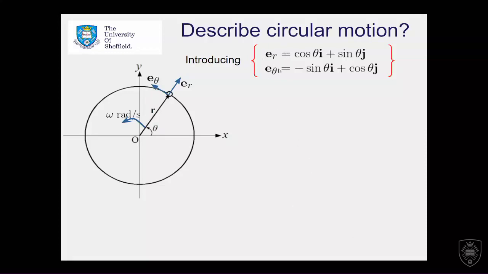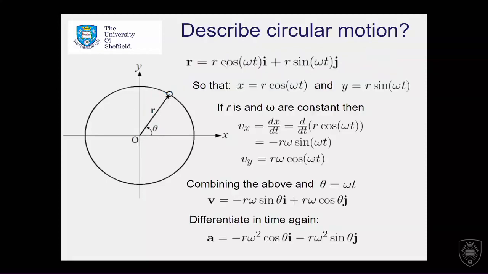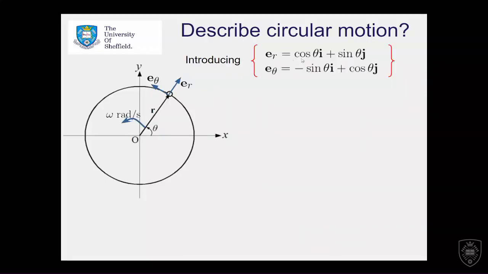So these are two new vectors. And they're super useful because e_r always points from the origin to the particle. And we can see that from the way that we placed the position vector, cosine, sine. It always points to the particle, e_r, and it has a length of 1. You always want to use these kind of vectors that have length 1.